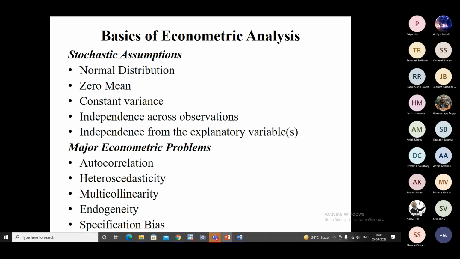What are the implications of autocorrelation? The basic implication of autocorrelation is that the OLS estimators will not be efficient. Similarly, if there is problem of heteroscedasticity, again the OLS estimators will not be efficient. If there is problem of endogeneity, then the OLS estimators will not be consistent. So autocorrelation will result in inefficiency, heteroscedasticity will result in inefficiency, and endogeneity will result in inconsistency.